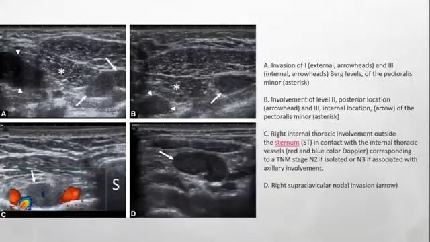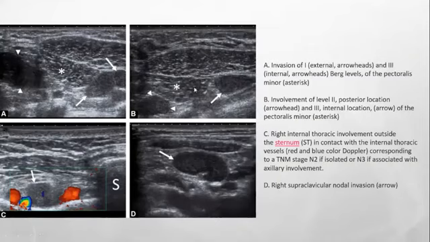Okay, this is ultrasound here. This is pectoralis major and pectoralis minor. Okay, pectoralis major, pectoralis minor. So this is lateral and this is medial. We have level 1 and we have level 3. And obviously these are malignant lymph nodes.